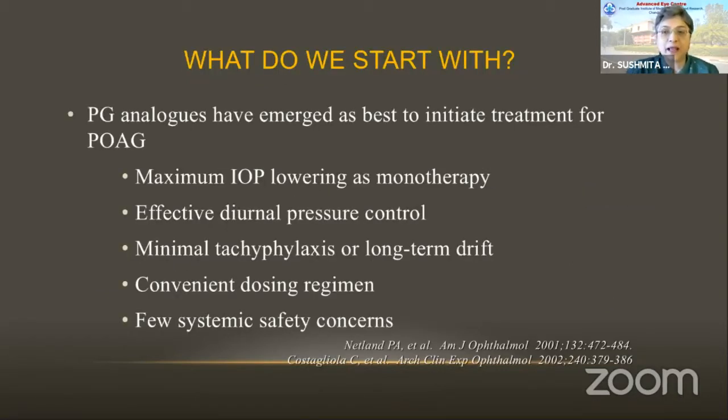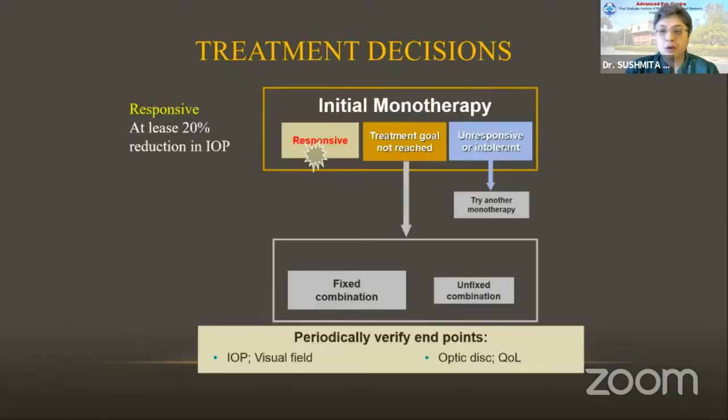We usually start with a prostaglandin analog because they have maximum intraocular pressure lowering as monotherapy. They have effective diurnal pressure control. There's minimal tachyphylaxis. It's convenient to dose, and there are few systemic safety concerns. So we've got beyond what we should start with. Now, with the initial monotherapy, we look for at least 20% reduction in IOP, and there are two things: either the treatment goal is not reached, or they're unresponsive.